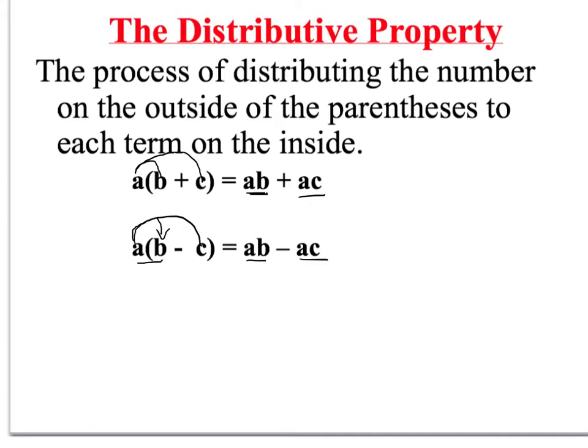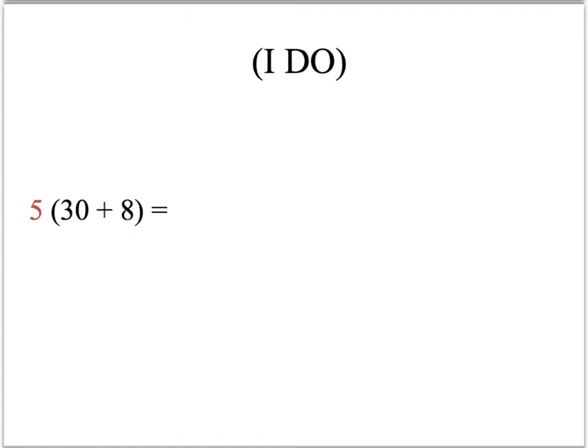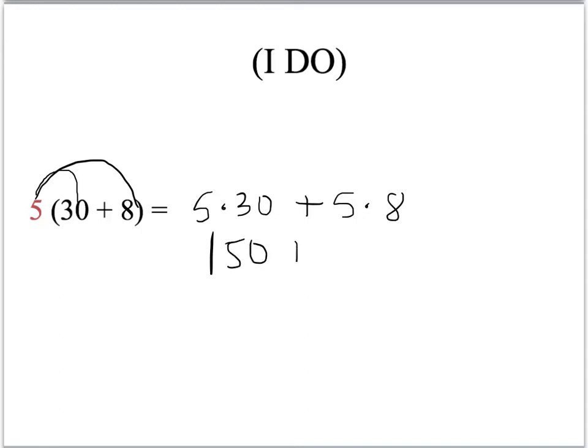Okay, let's do a couple examples. Okay, so if we are just dealing with natural numbers, we have 5 times 30 plus 5 times 8. Okay, so 5 times 30 is 150, plus 5 times 8 is 40. Okay, and so our answer here is 190.